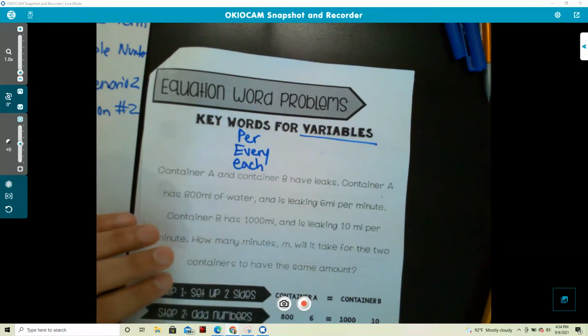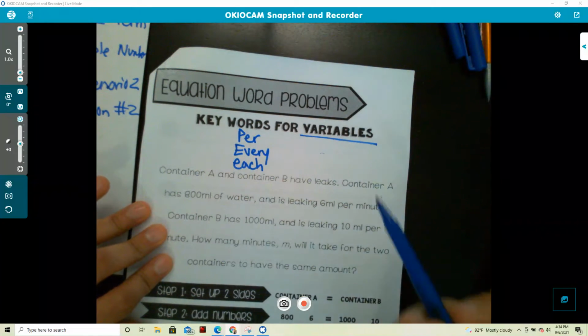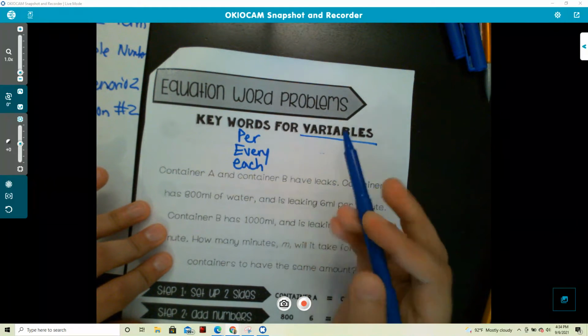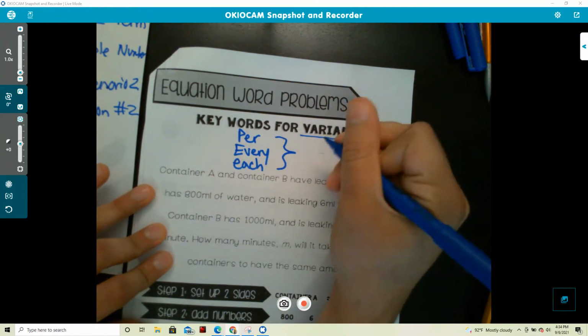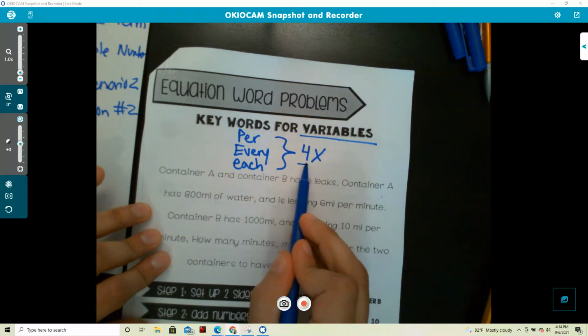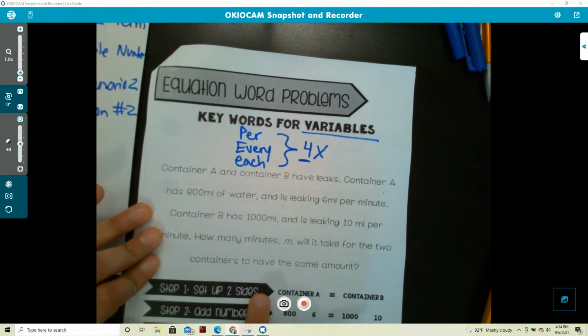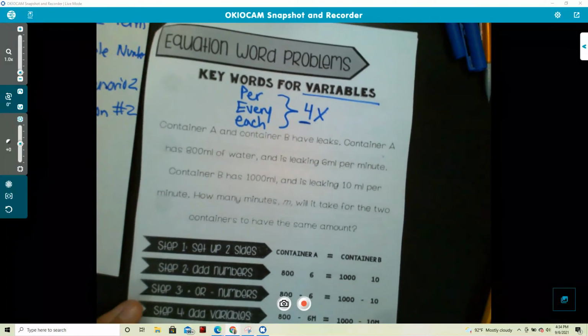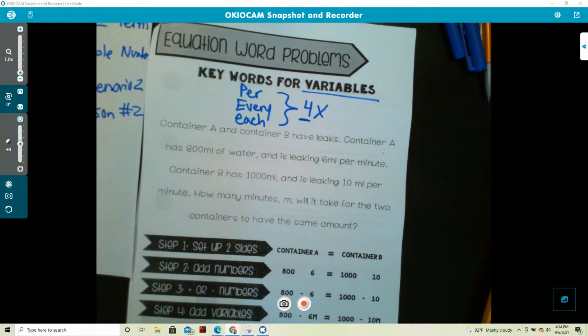and each. So whenever you see the words per, every, and each in your paragraph when you're reading, those are typically going to be your variable words, meaning it's the number that you set up as a coefficient next to your variable. So let's take a look at this. Let's read the example that they give us, and let's see if we can find scenario number 1, scenario number 2, and a variable for each one and a number for each one.